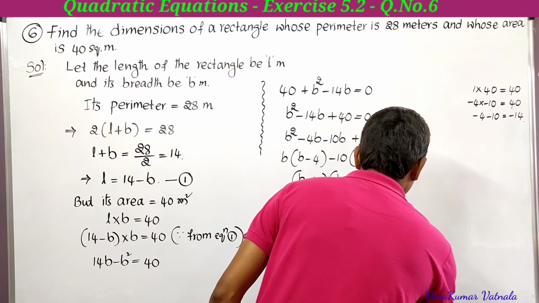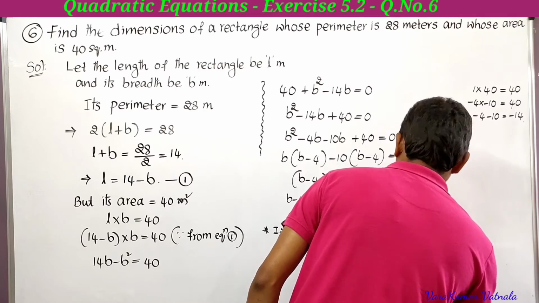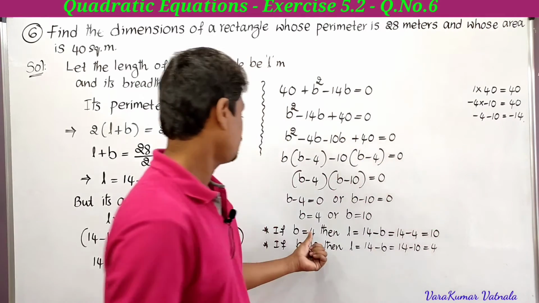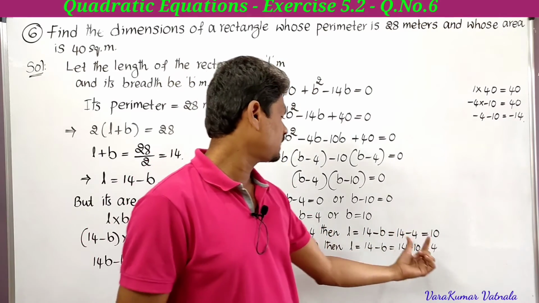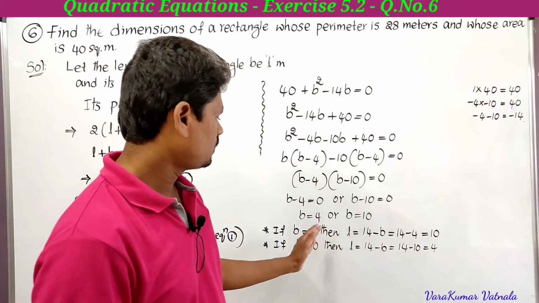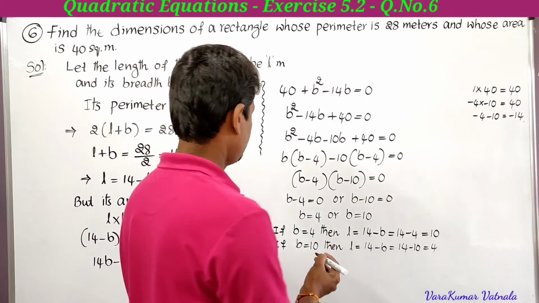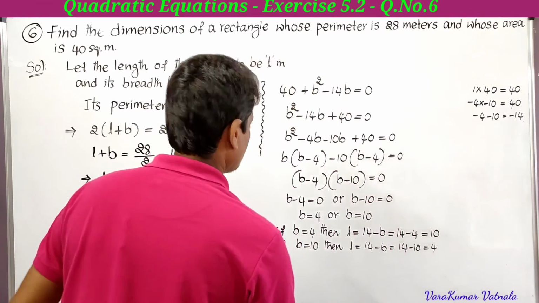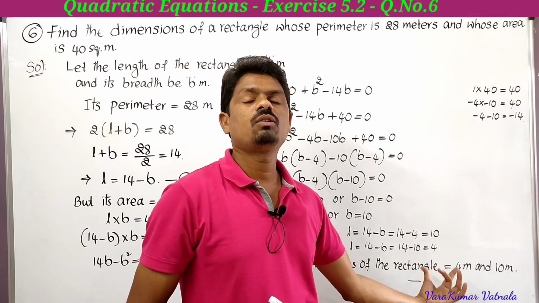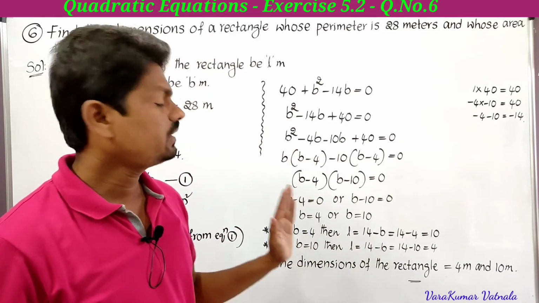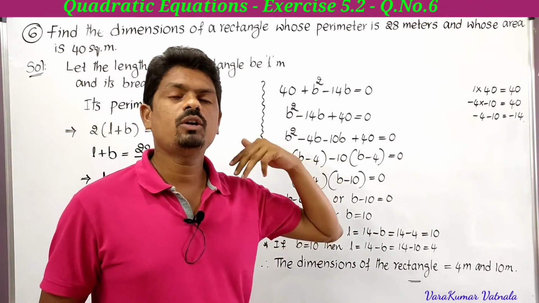That is 14 minus 4, which is equal to 10. So see here, if B is equal to 4, then L is equal to 10. If B is equal to 10, then L is equal to 4. So the dimensions are 4 and 10 meters. Therefore, the dimensions of the rectangle are 4 meters and 10 meters. So this is the sixth problem in 5.2 exercise.